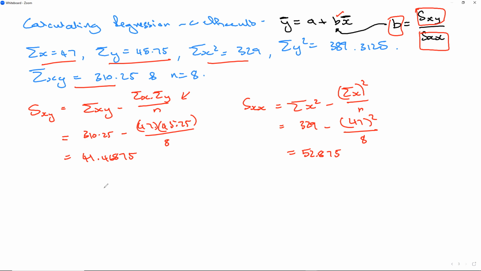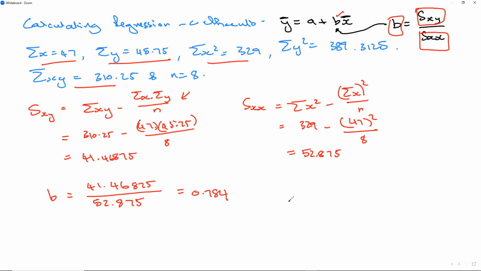Okay. Now, if I divide these two numbers, I end up with my b value over here. So sxy is going to be 41.46875 divided by 52.875. Okay. And that comes to 0.784. So now I know what this is, 0.784.